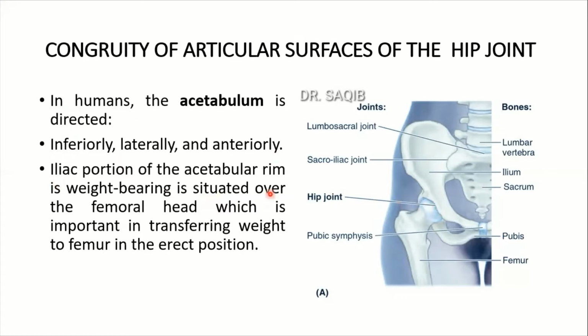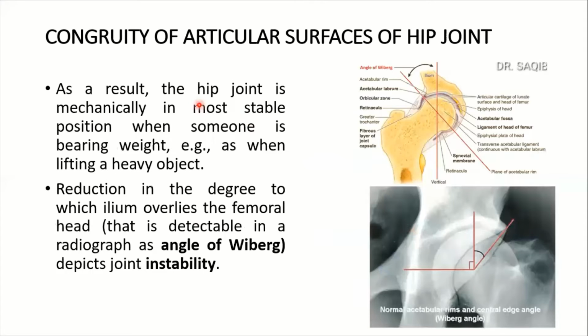And the iliac portion of the acetabular rim is weight bearing and situated over the femoral head, which is important in transferring weight of the femur in the erect position. This is the iliac portion of the hip bone, and this is the acetabular rim, and this is responsible for transferring weight to the femur in the erect posture, right? As a result, the hip joint is mechanically in most stable position when someone is bearing weight. For example, as one lifting a heavy object.